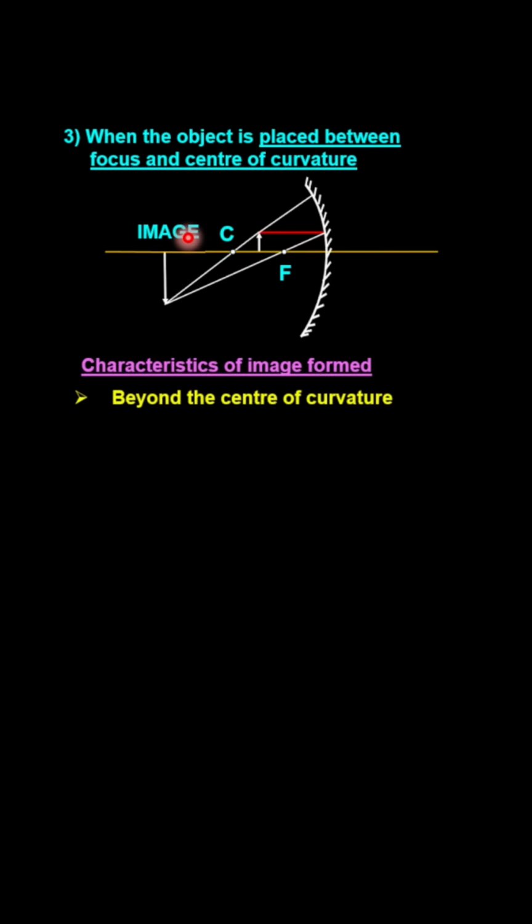Next case is when the object is placed between focus and center of curvature. So this is focus, this is center of curvature, this is object placed, image is formed here और इसके characteristics हैं beyond the center of curvature, real and inverted, larger than the object.